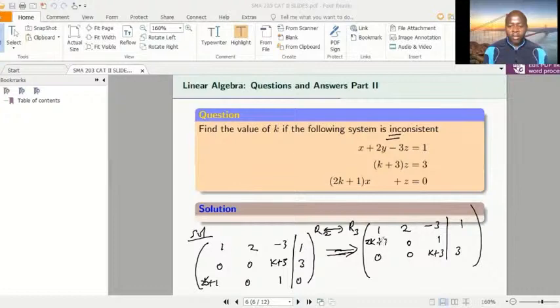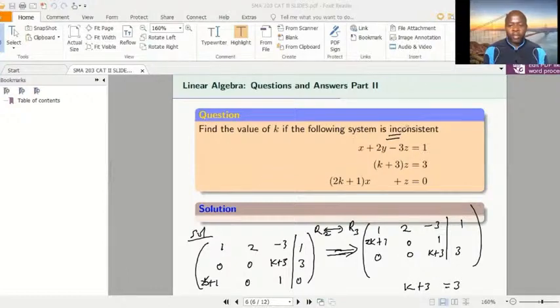Just before making this one a 0, because if I make it 0, then there will be a value here and another one. Now what I'm interested in is this last bit, K plus 3.